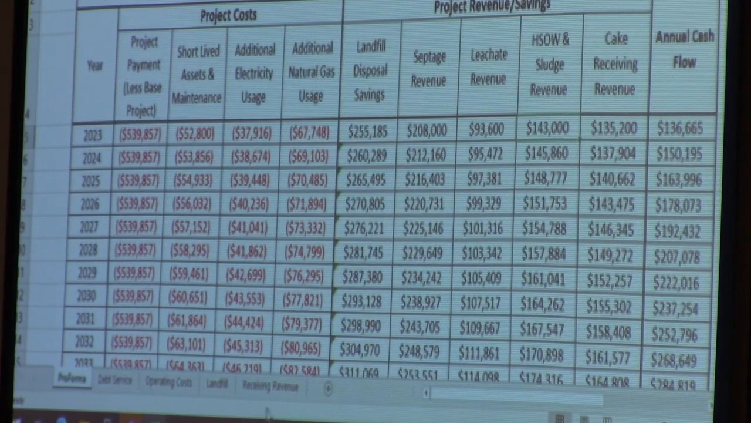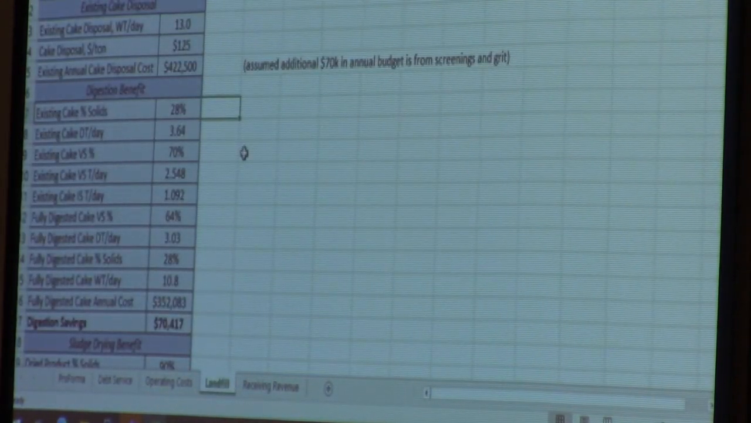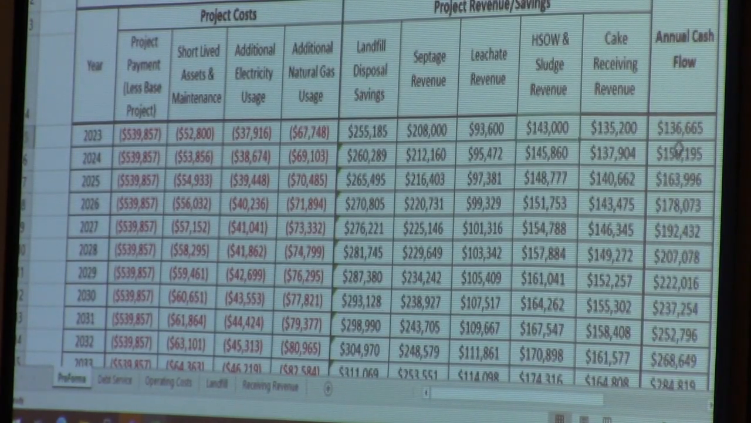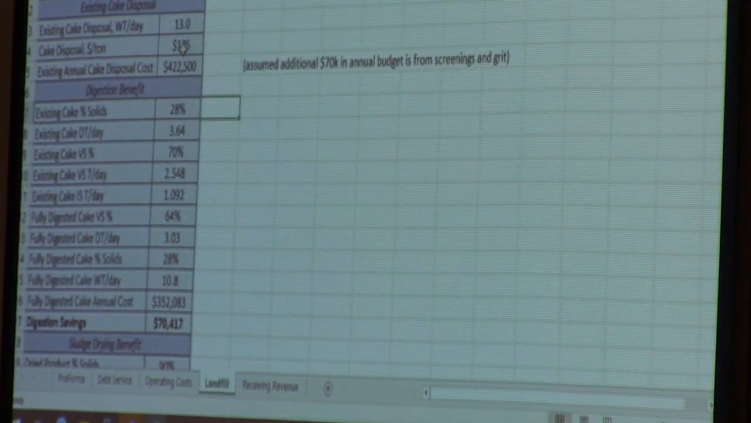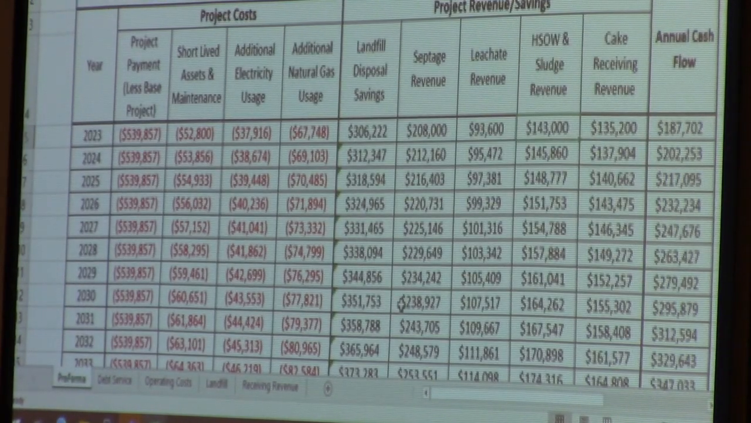So then I want to say the fun starts with this pro forma, which is a tool we can use throughout this. Let's look at the landfill cost. Now let's go back to the pro forma and look at what our annual cash flow was at 136 in year one. Say the project's taking longer, and all of a sudden our prices go up to 150. Now it's 187,000 that we've saved because we've done the project and we don't have to pay that 150. And that's probably what would happen. It isn't going to go below 125.